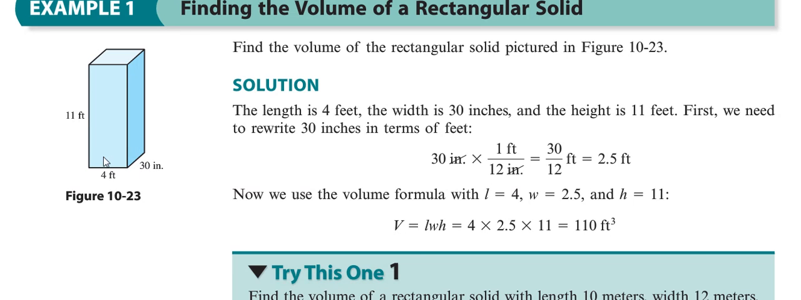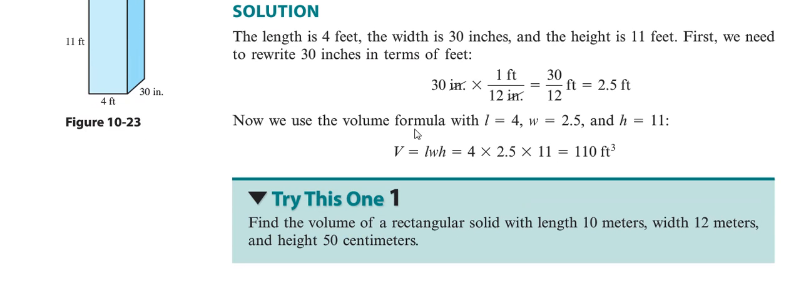Once again, all your units have to be the same type of units. So that's why we had to change the inches into feet. And once we do that, we just multiply L times W times H, which is 4 times 2.5 times 11, which will give us 110 cubic feet. And you have to make sure that you get your units correct here. You can call it feet cubed or cubic feet. Okay, so that's the volume of the rectangular solid.